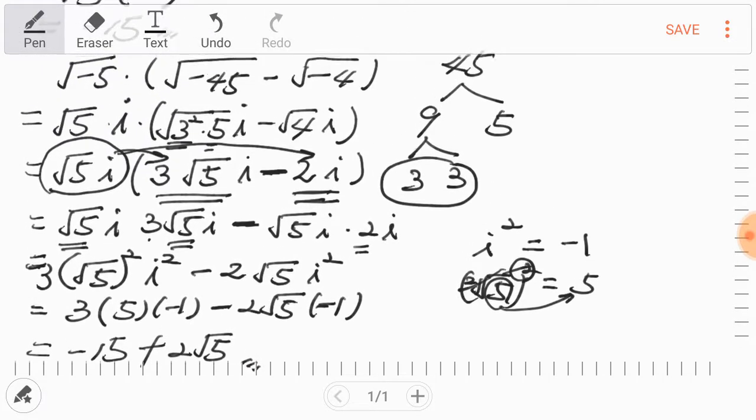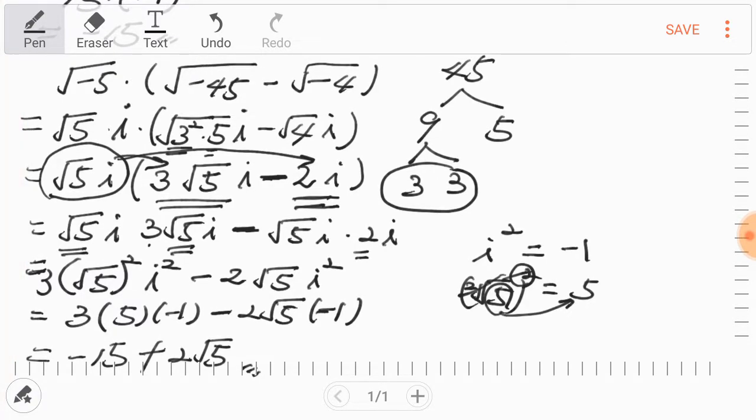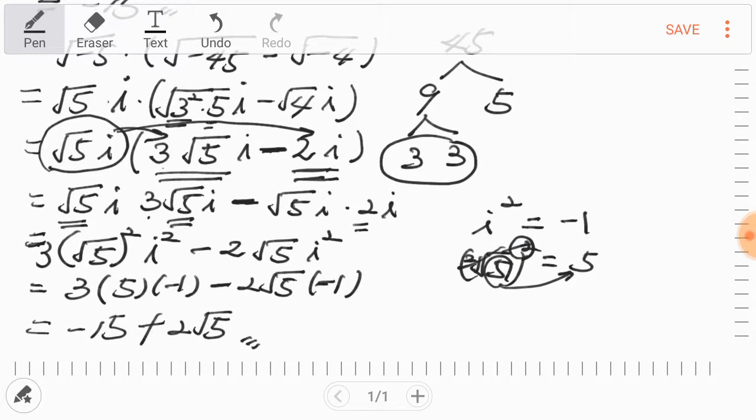Okay, we're done. So in this example, make sure to simplify each radical expression. So 45 is 9 times 5, and 9 becomes 3. And then when you multiply i, it becomes i squared. And i squared is negative 1. And then just add and multiply.